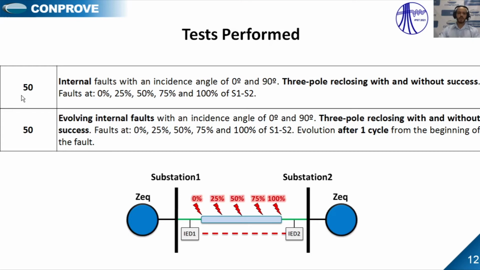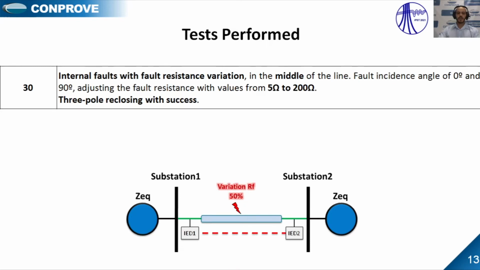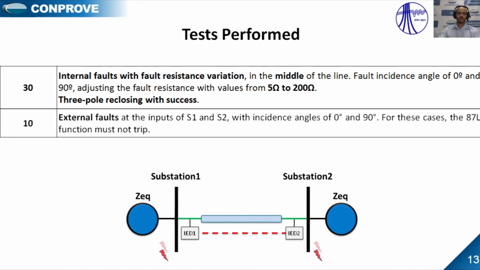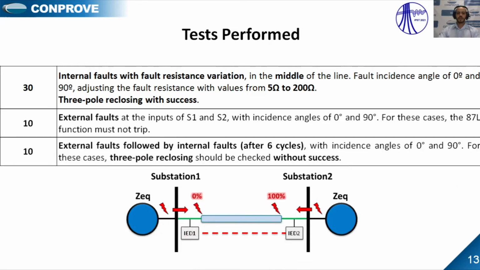The first one will be 50 tests with internal faults, changing the location point. Then 50 more cases involving internal faults, changing the type of fault, from phase-ground to phase-phase-ground. Then an internal fault, changing the resistance of the fault. Then an external fault to verify that the function must not trip. Then an external fault that after 6 cycles becomes an internal fault.